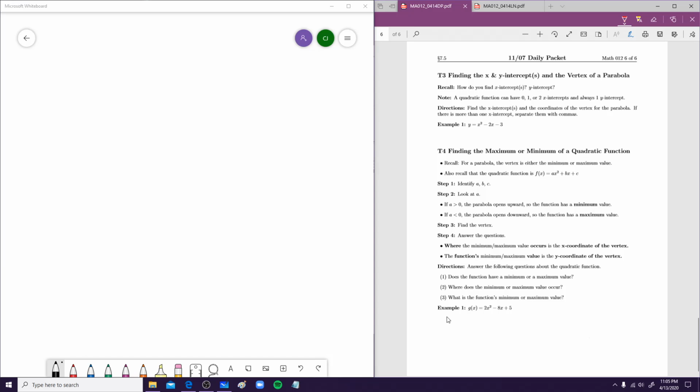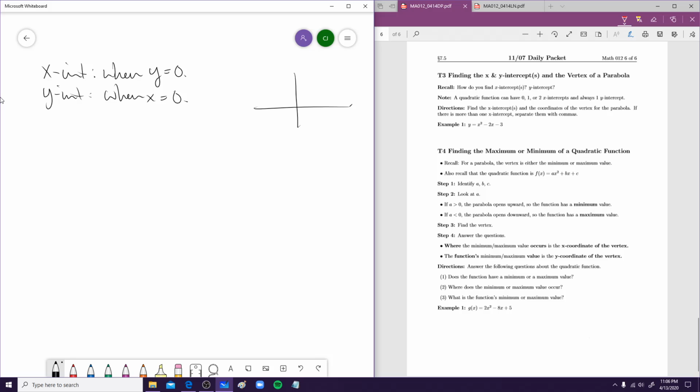So first recall, how do you find the x-intercept and your y-intercept? Your x-intercept is when y is equal to 0. So you let y equal 0 and then you solve for x, and those are your x-intercepts. And then for the y-intercept, what do you think? It's when x is equal to 0, right?